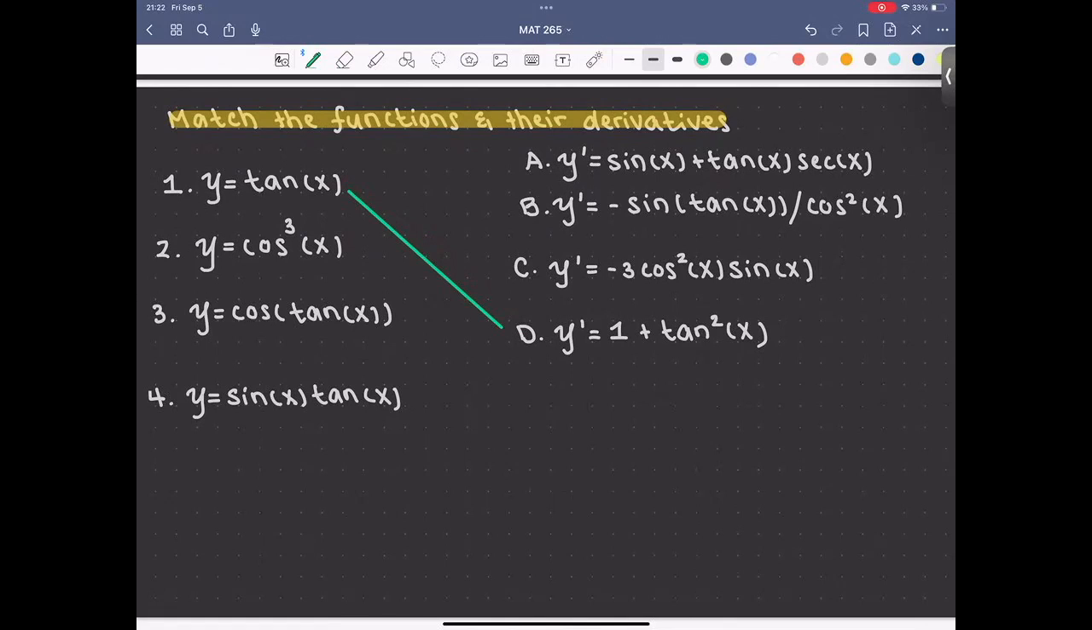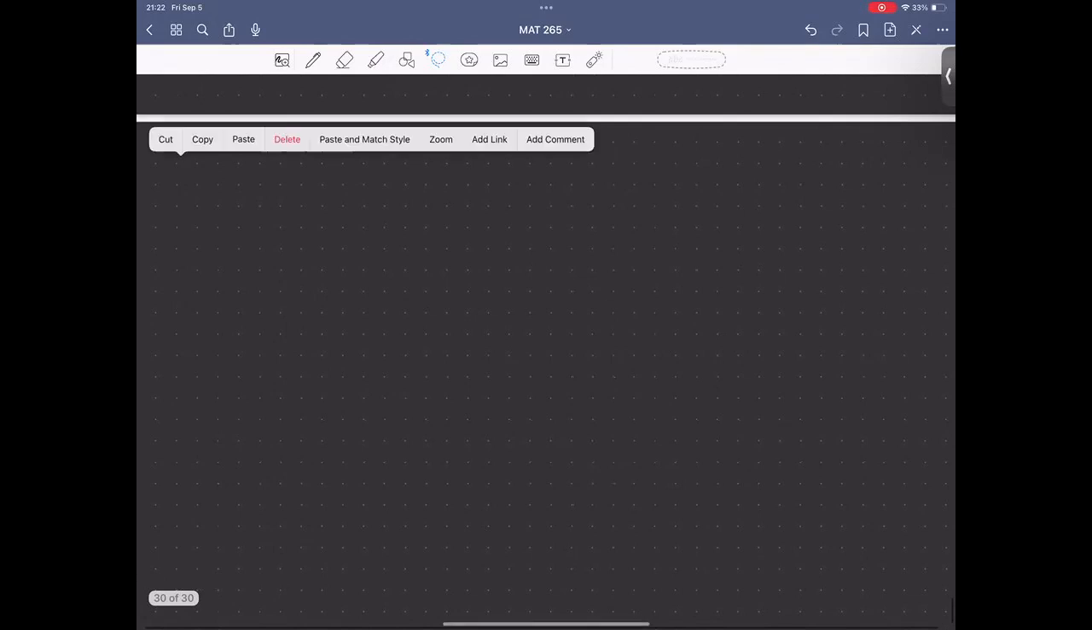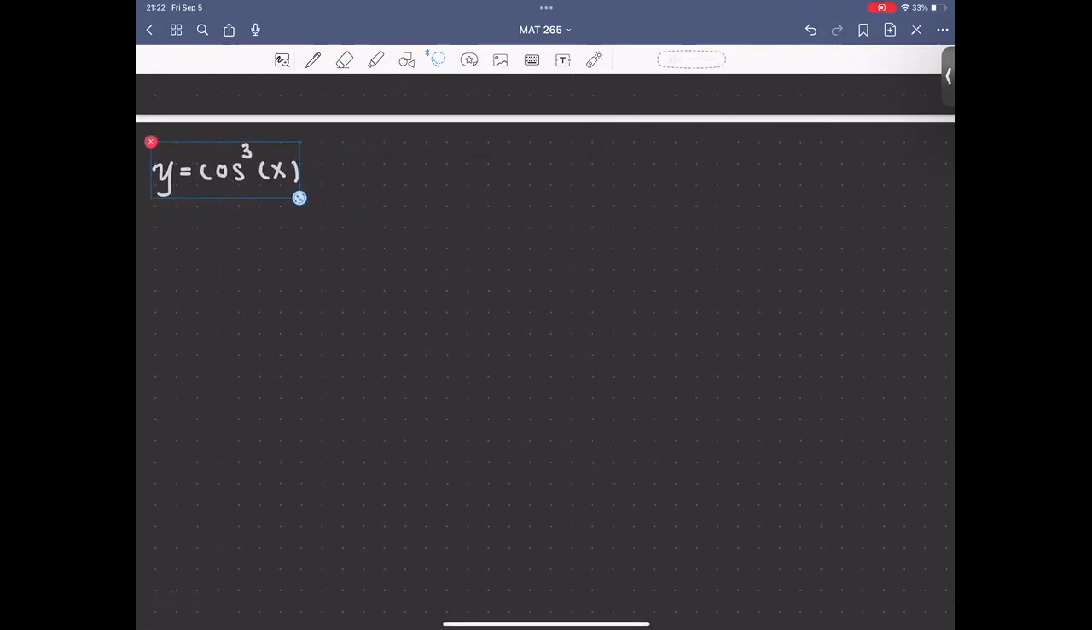Perfect. And now let's see what we can do with the remaining 3. So we're going to need space for these, but let's start with cosine cubed of x. So I'm going to copy this and add a new page. So this is going to be a chain rule, right? Because it's cosine raised to the power of 3.